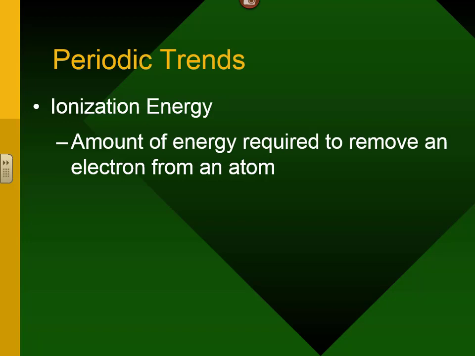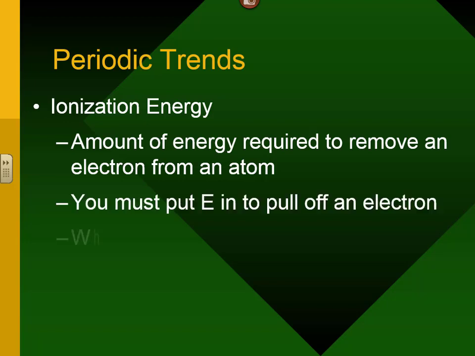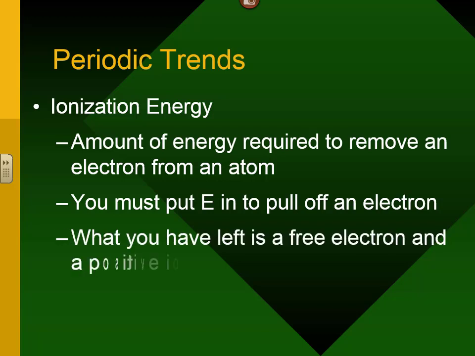Ionization energy is the amount of energy that's required to remove an electron from an atom. In other words, it's the amount of energy that's required to make a cation. If you're taking an electron away, you are making a cation. You have to put energy in to get that electron to come off.